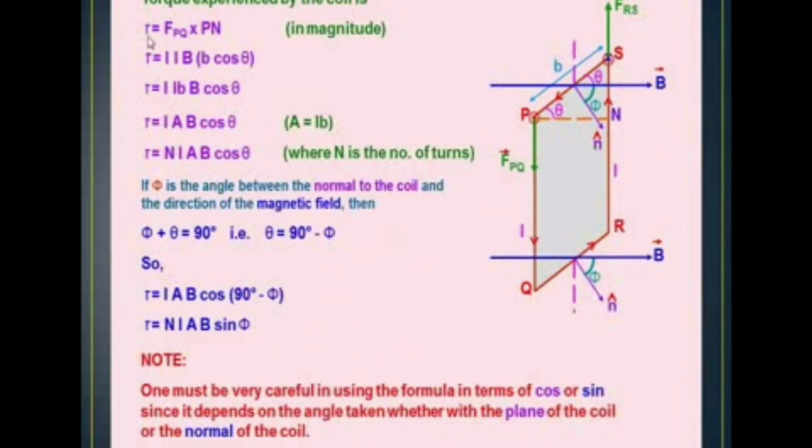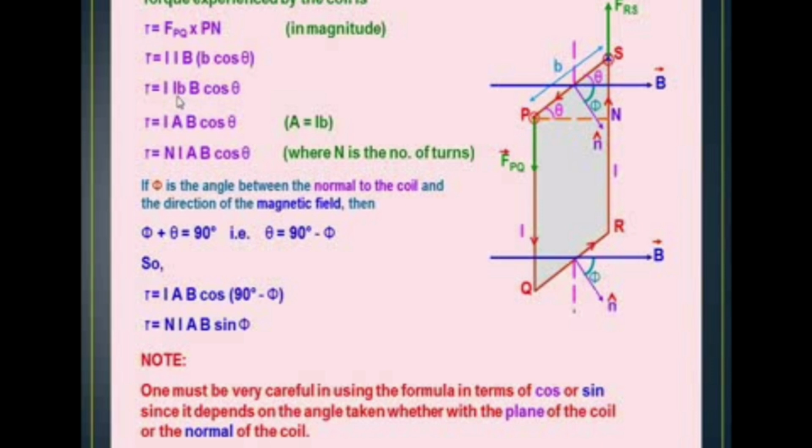So how do we calculate the torque? We know the formula of torque: tau equal to any one of the forces into the perpendicular distance. Here Pn is the perpendicular distance between the two forces, RS and PQ. This gap between the two is this. So FPQ, we can write any one equation, BIL. Pn equal to B cos theta. So here torque tau is equal to BIL times B cos theta.